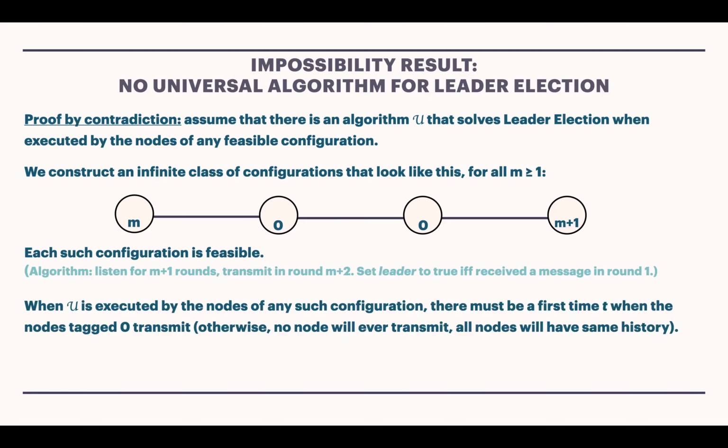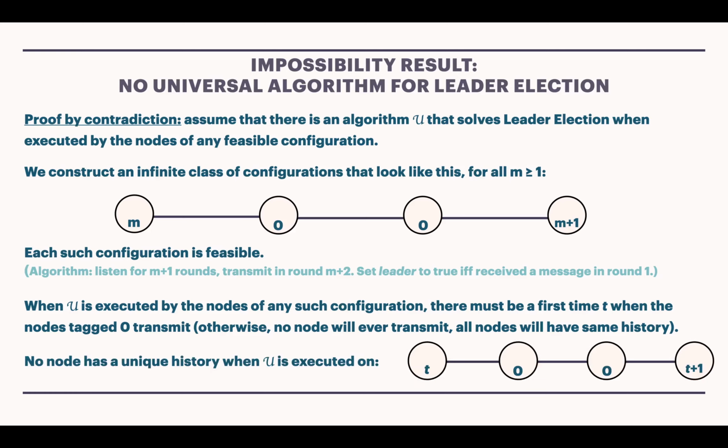But more importantly, let's think about what happens when you execute this algorithm U on any such configuration. What we know is that there has to be a time when the middle nodes, these nodes with tag 0, eventually transmit. If that's not the case, then it's easy to see that no node will ever transmit, and if no node ever transmits, then everyone's history will be identical and no leader will ever be elected.